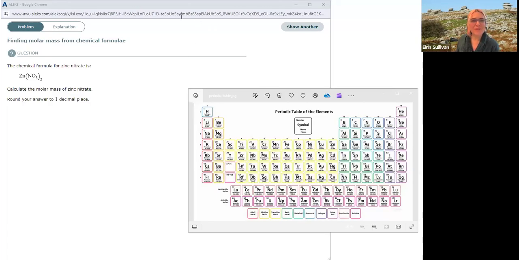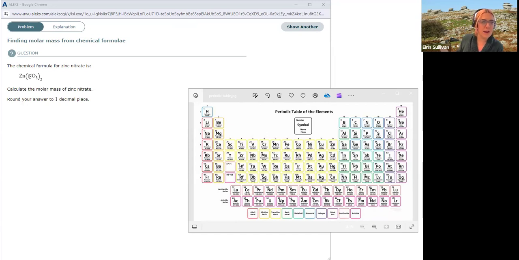Finding molar mass from chemical formulae. So we're going to really make sure we understand what the subscripts and parentheses mean in chemical formulae. To work out the molar mass of a compound, as opposed to just a single element, you have to add together the molar masses of the individual elements of the compound, and you have to do this for each one of those elements.